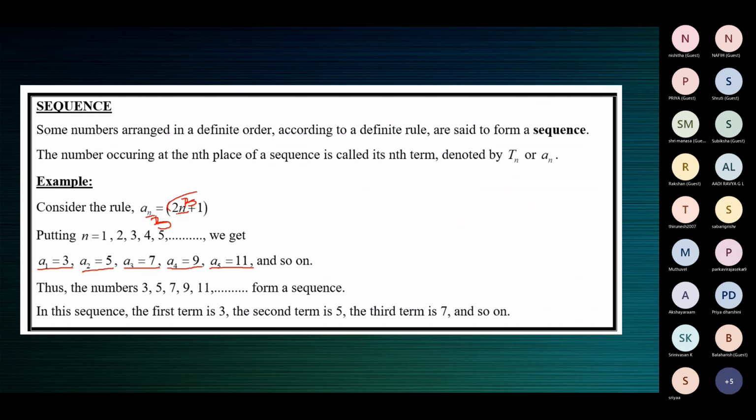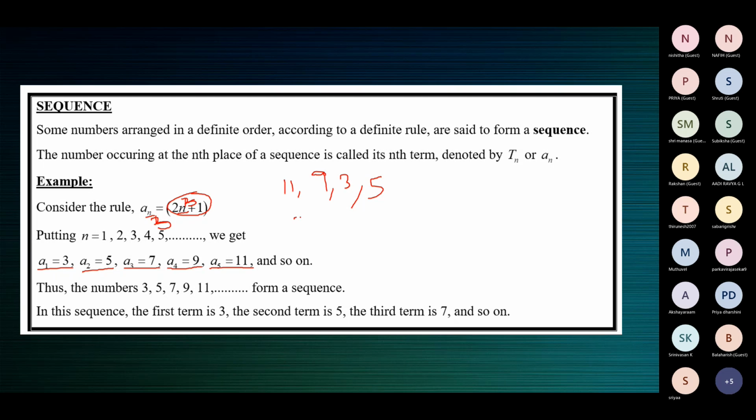So this is that rule. 2n plus 1 is the rule. And what is the order? You cannot write the numbers in any random order. You have some numbers, 3, 5, 7, 9, 11. You cannot write them in any order. You have to write them in a definite order.